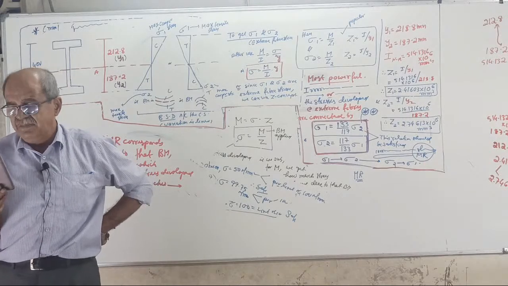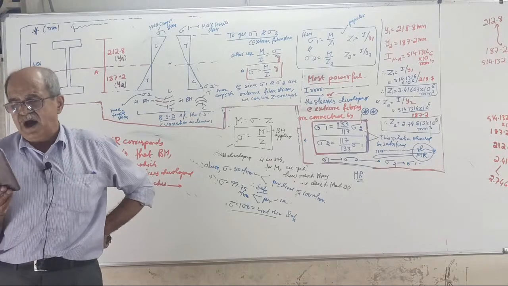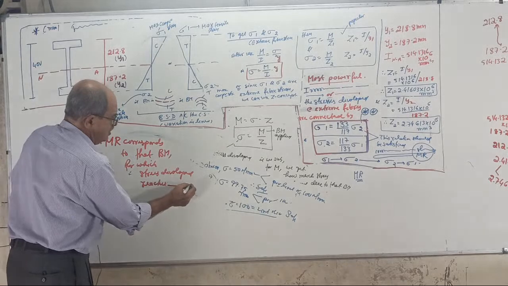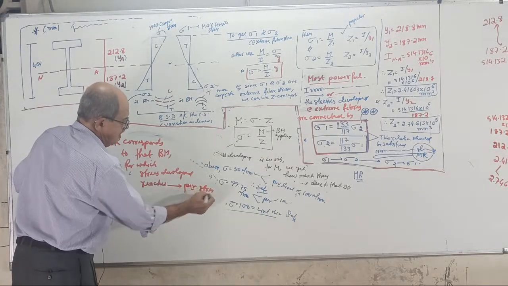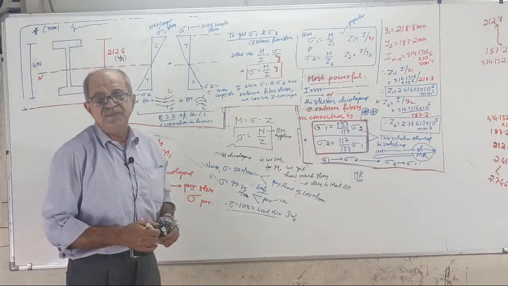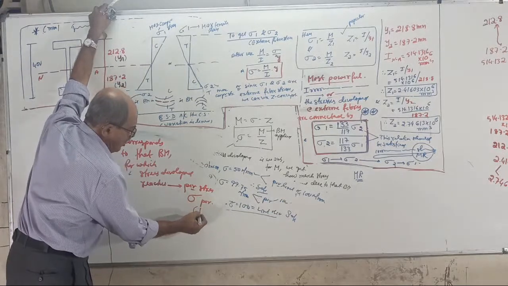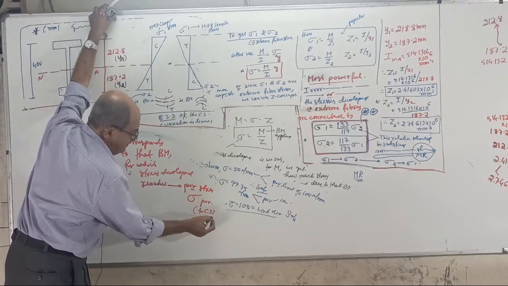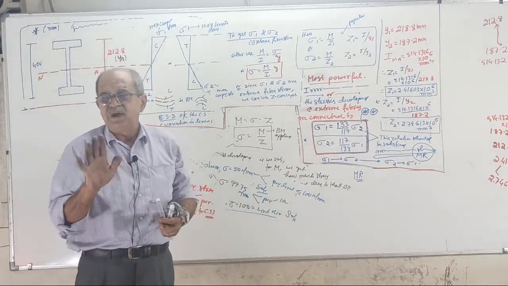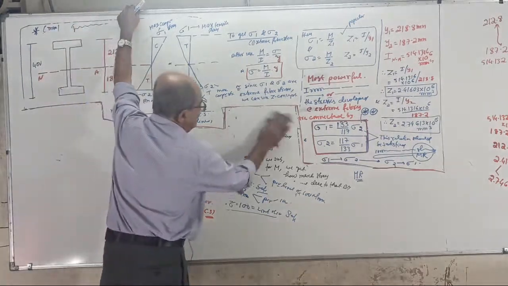MR is that BM, corresponding to that BM for which the stress developed reaches the permissible value, permissible stress, or sigma permissible. Sigma permissible, very important. Remember, sigma permissible for the cross section. This is very, very important. Randomly you can't write. I will explain further. Okay, now I will make it clear.